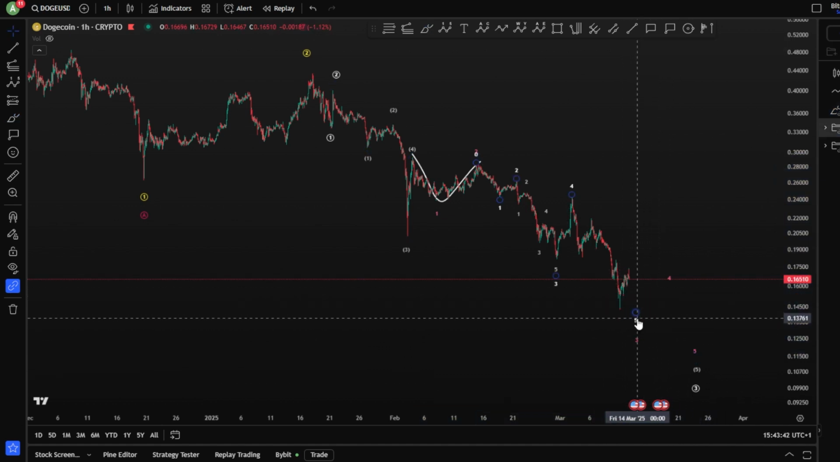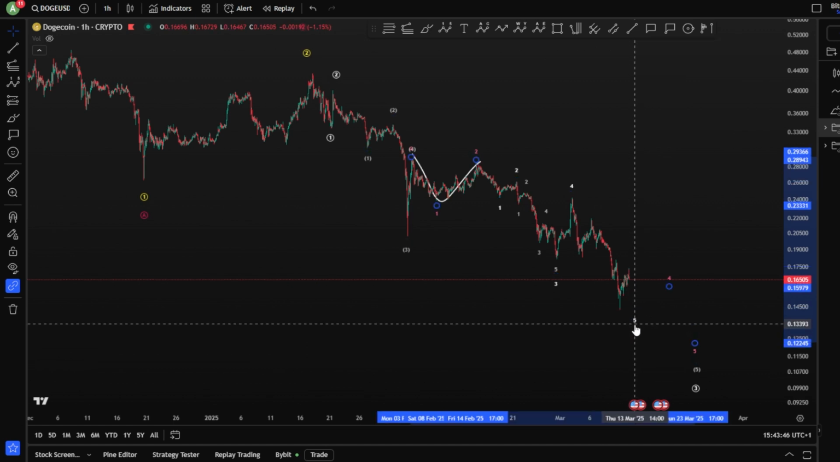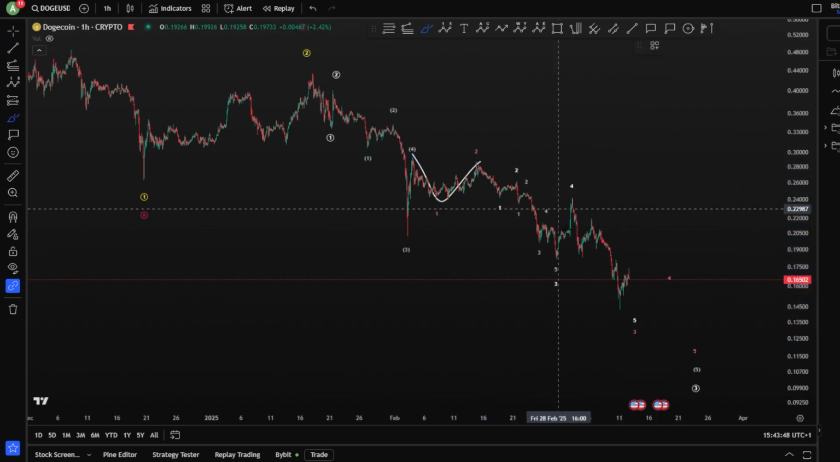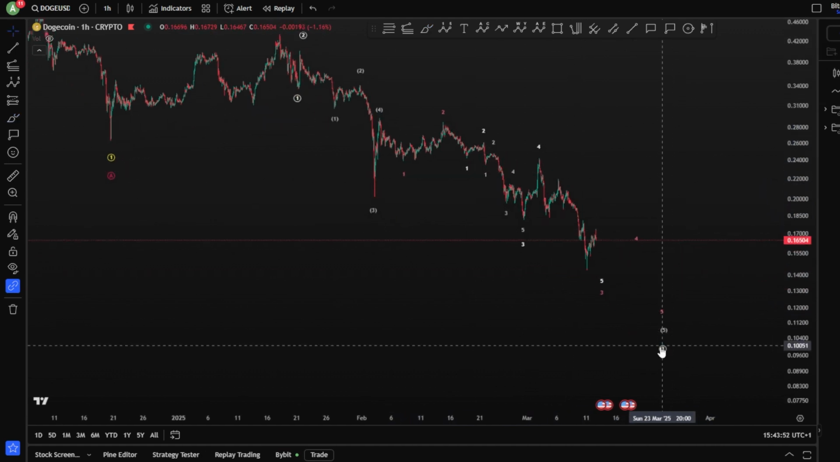Currently, we are potentially in the wave 5 of the white, yeah, because this white scenario is not finished even yet. Yeah, so still need one more low. Very, very bloody for Dogecoin actually.